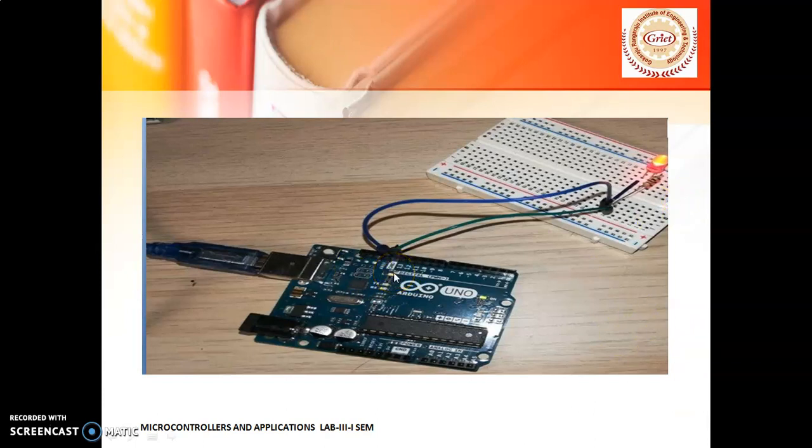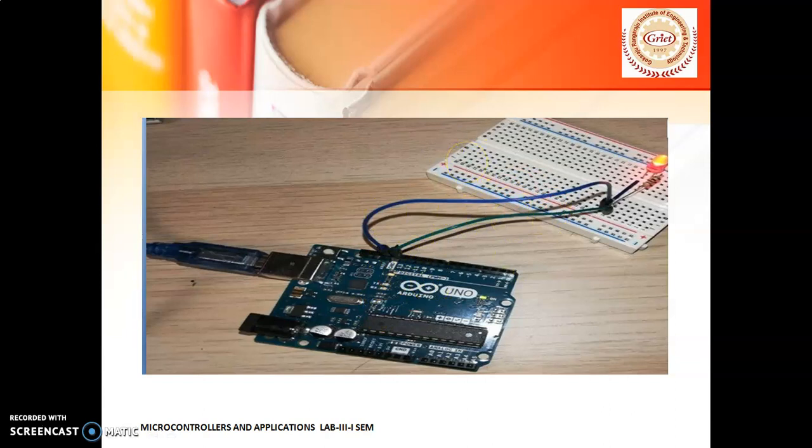But if you don't find it clear here, you can take an LED, you can take a breadboard, you can take jumper wires, and you can even connect that LED to the Arduino board with the help of these jumper wires. So this is the output of glowing the LED.